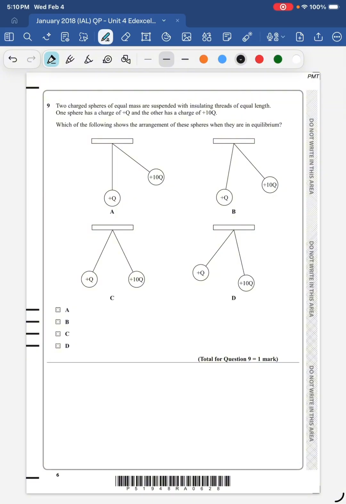Okay, so take a moment to think about it. It's really easy, but tricky. Okay, now you're probably back from pausing the video, and the correct answer is C.